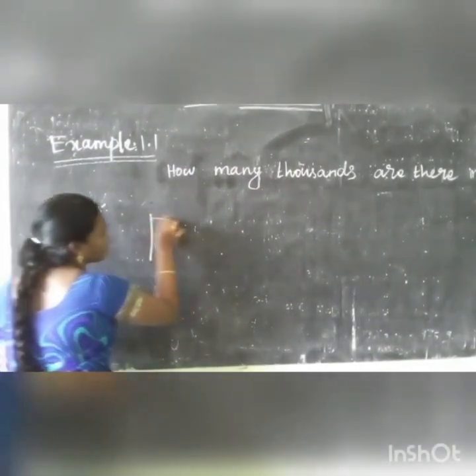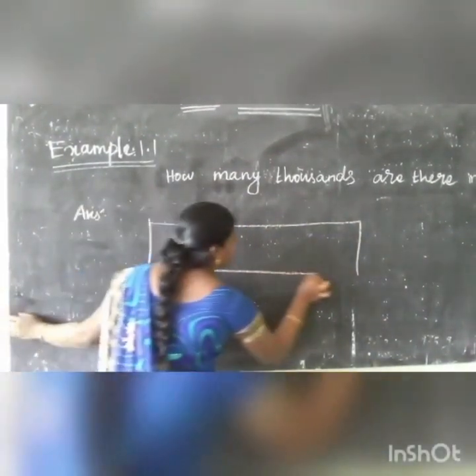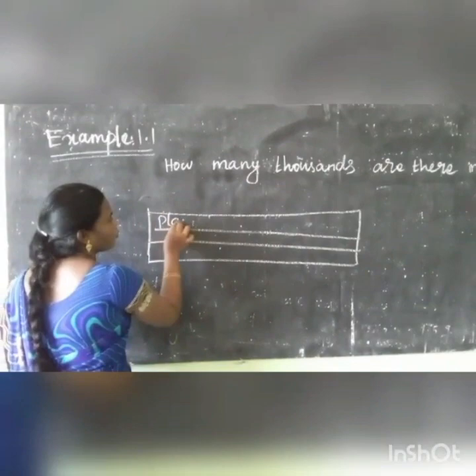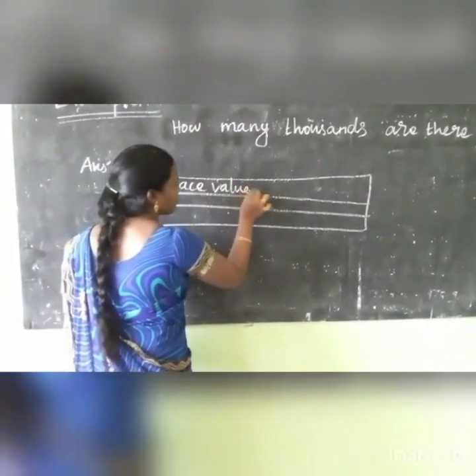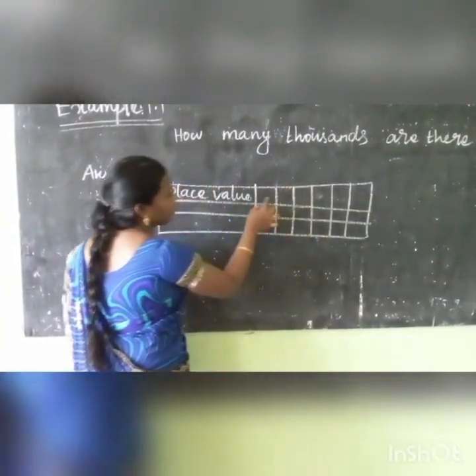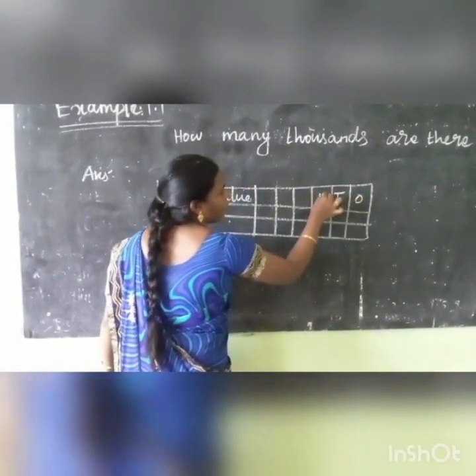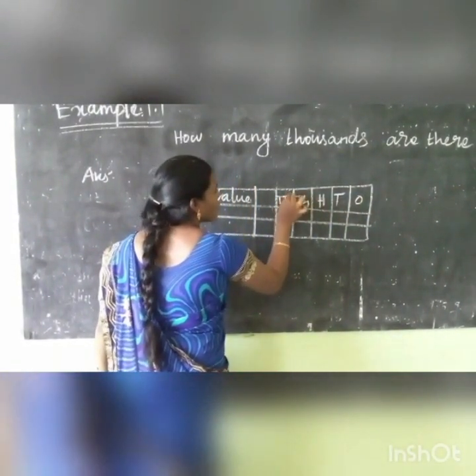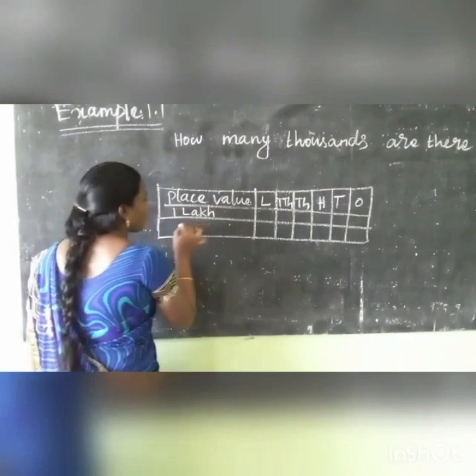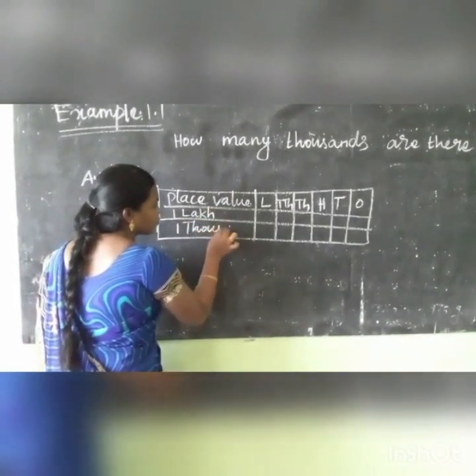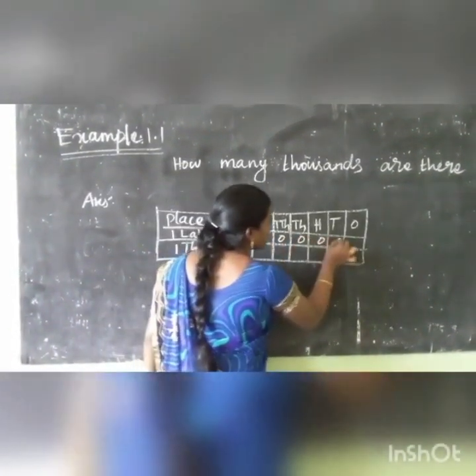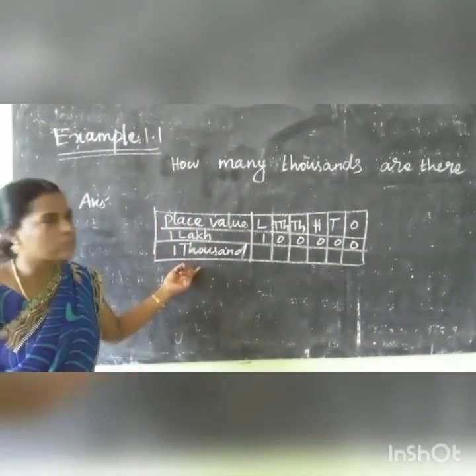Draw a box. First, place value. Ones, tens, hundreds, thousands, 10,000, lakh. Ones, tens, hundreds, thousands, 10,000, lakh. Okay, 1 lakh, and 1,000. Write the number 1 lakh. Next, write the number 1,000.